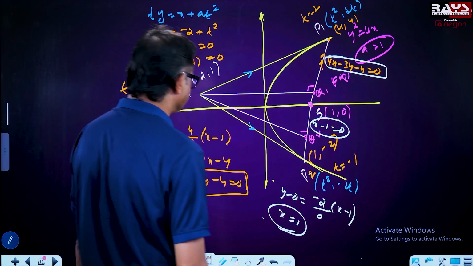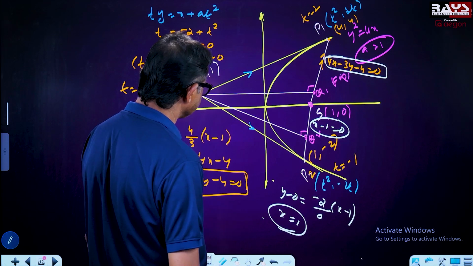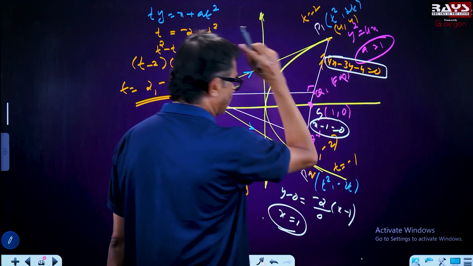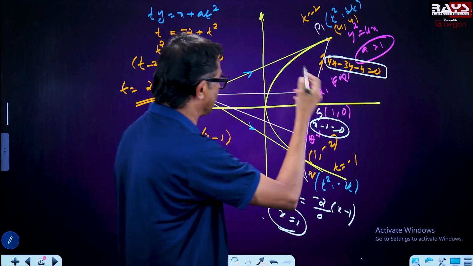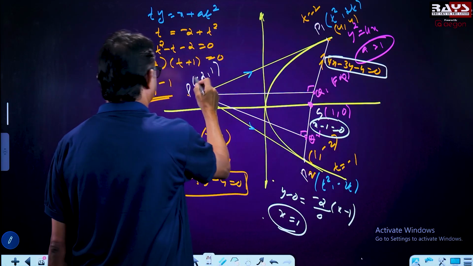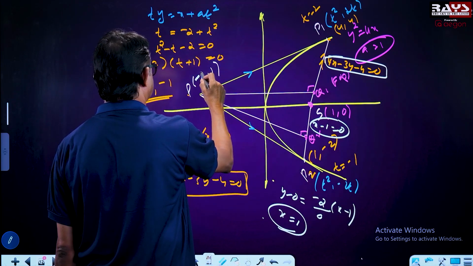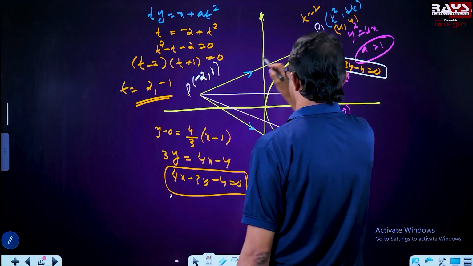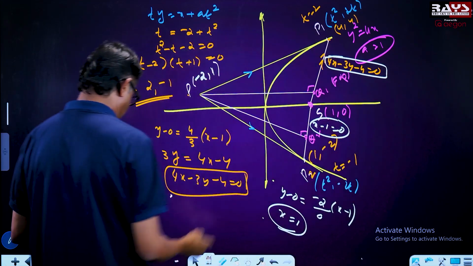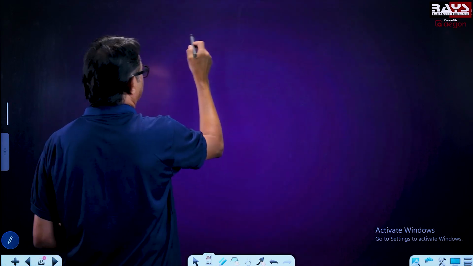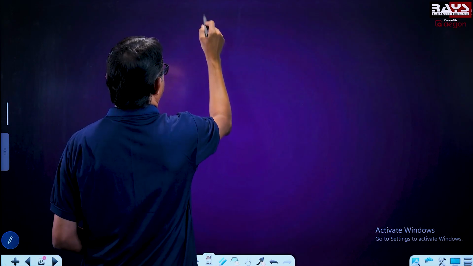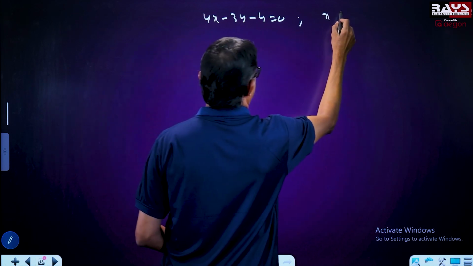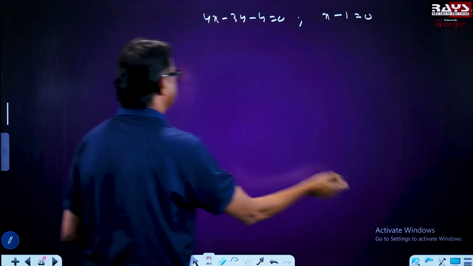So let us find the foot of the perpendicular. Our usual method is what? Foot of the perpendicular from the point (-2, 1). Let us write on the next page. We have 4x minus 3y minus 4 equal to 0, and the other one is x minus 1 equal to 0.